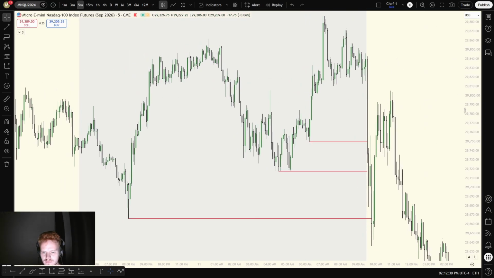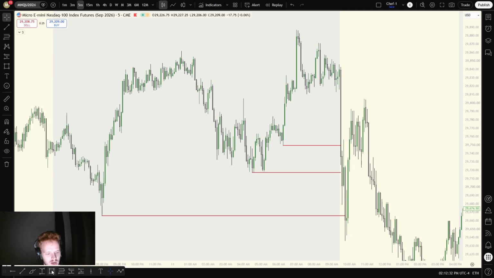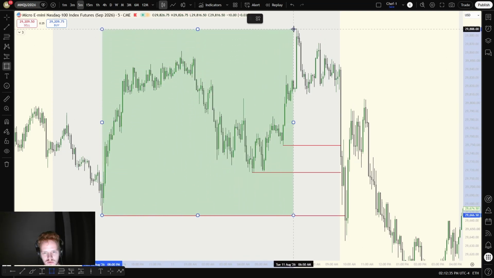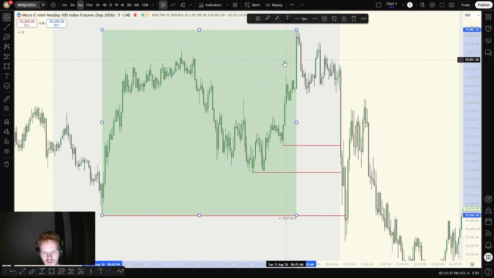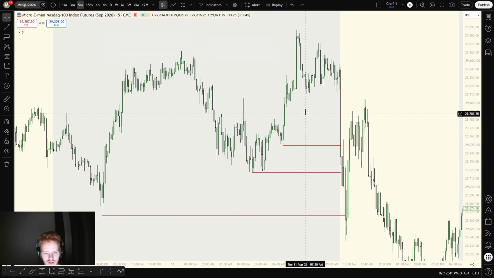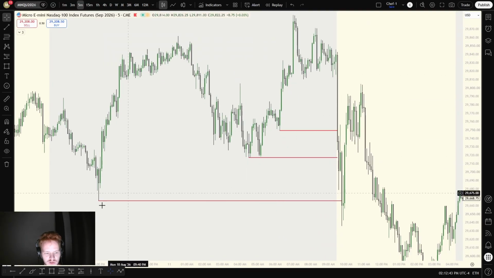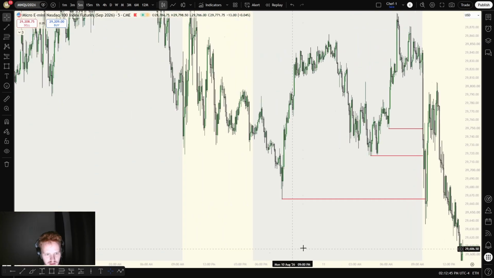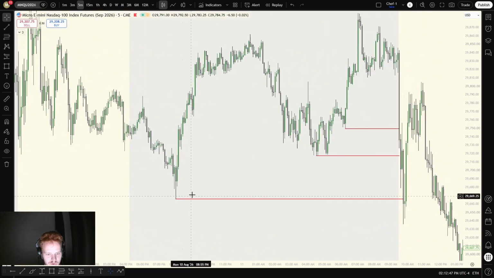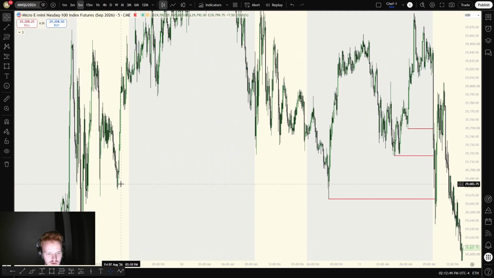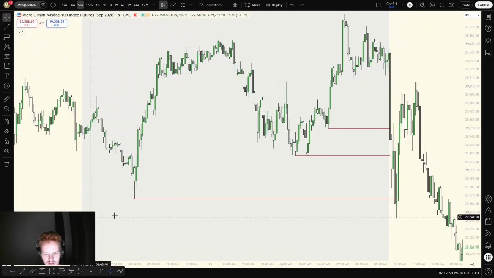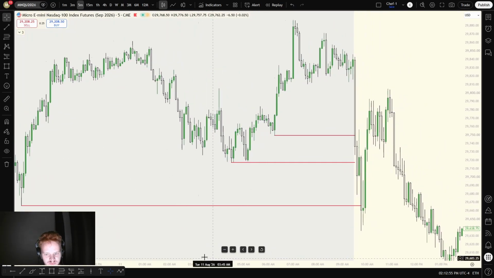Right. We have a choppy range over here. Choppy range over here. And we have lows here, relative lows, and a high resistance low over here. What did we do? We took out liquidity. Took out liquidity here. This is a high resistance low.